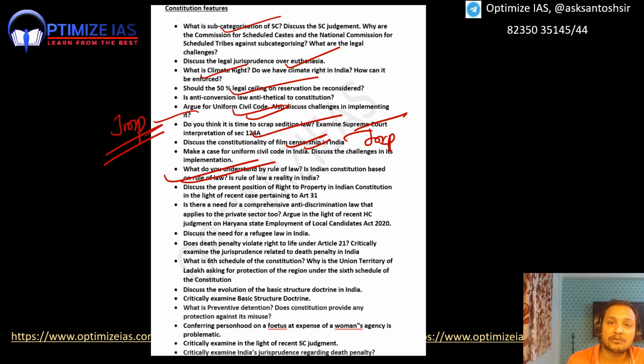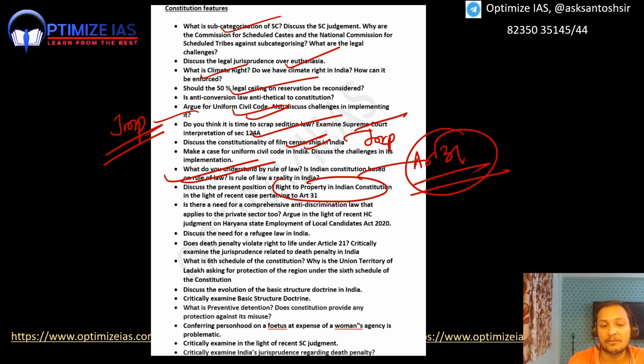But the most important question from the constitutional features this year is the right to property. Article 31, right to property. A question can come on this. Very, very important. Please do prepare right to property. In my DPS classes, I have discussed right to property in detail. Next, reservation in the private sector.